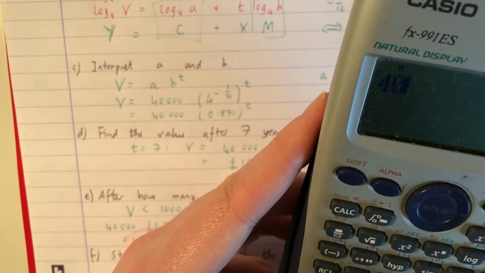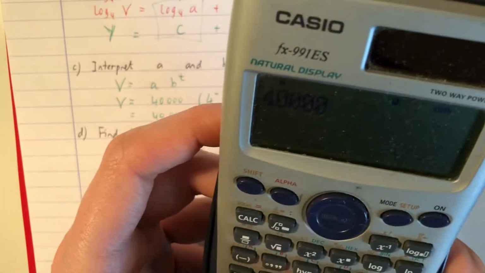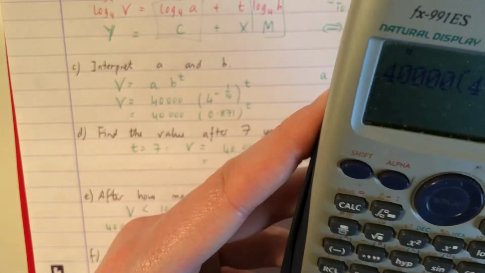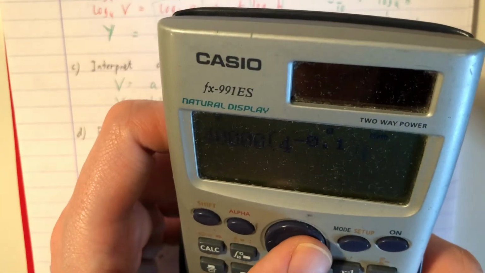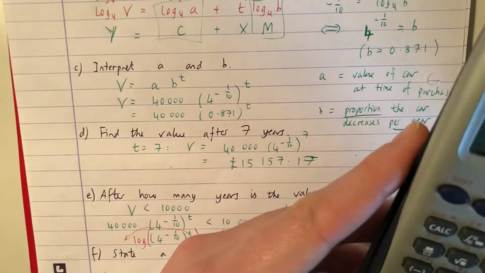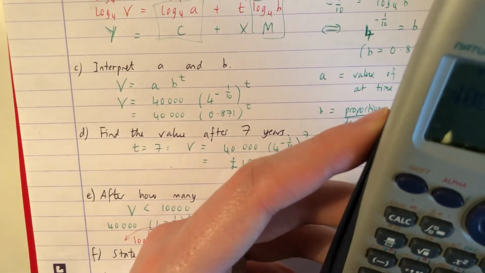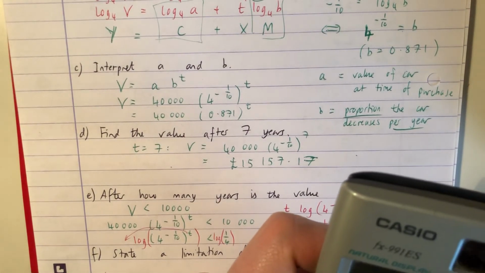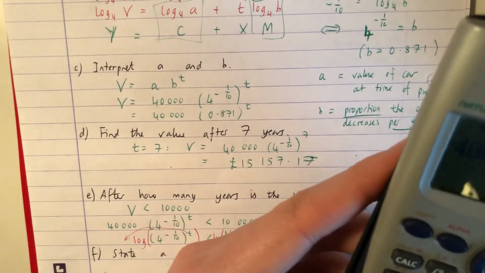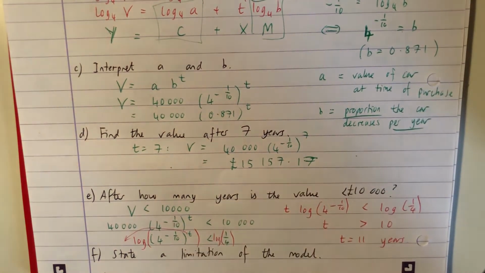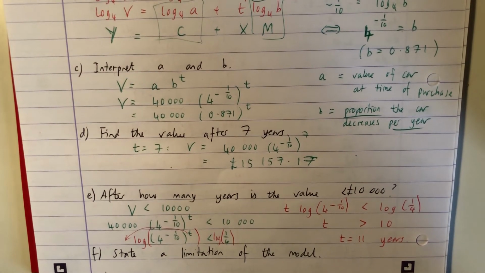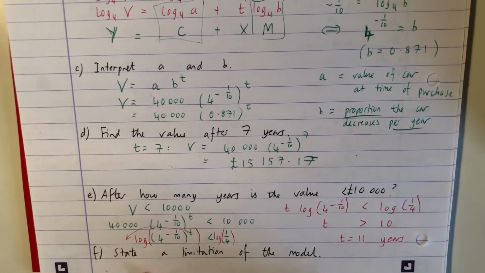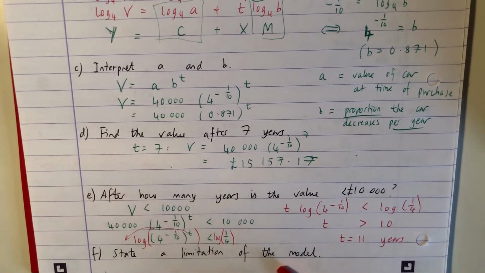So 40,000 brackets 4 to the power of minus 0.1 to the power of 10. Let's say to the power of 10. That's equal to 10,000. But if you put it to the power of 11, then it dips below. So that'll be it. State a limitation of the model.